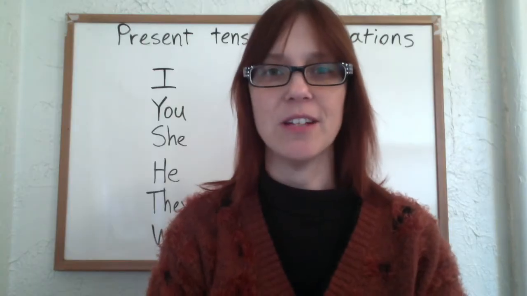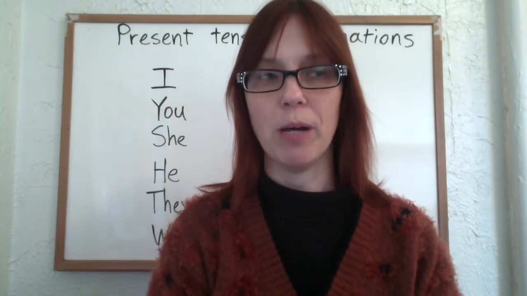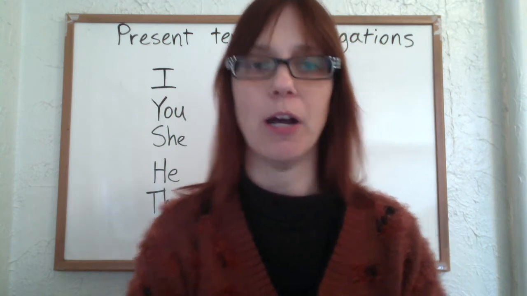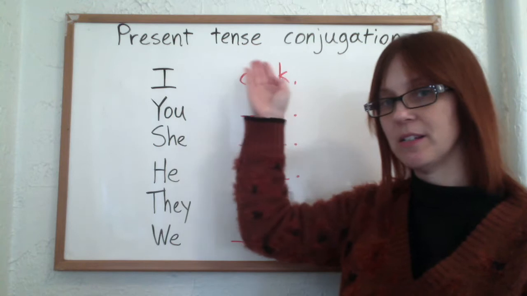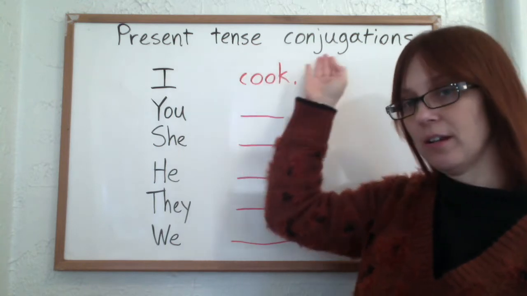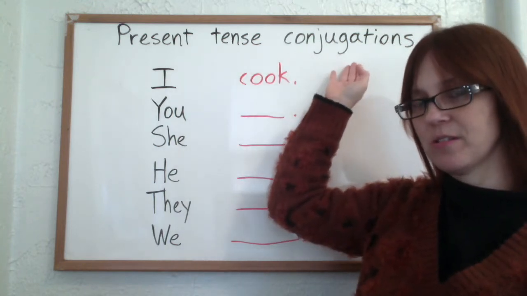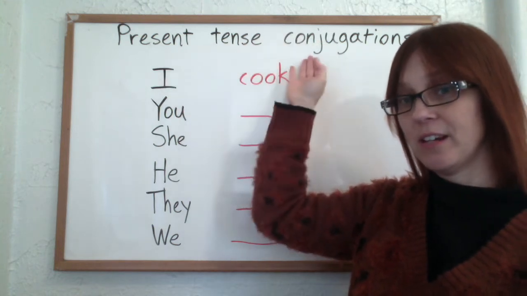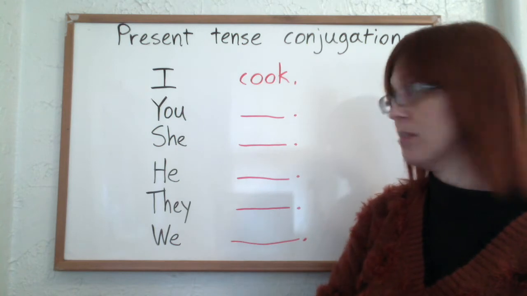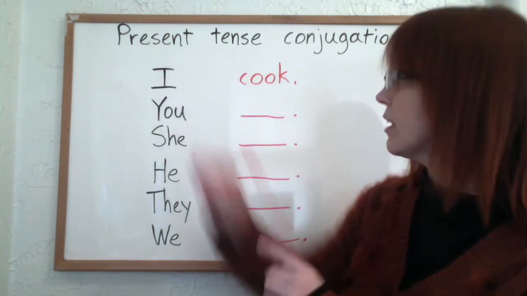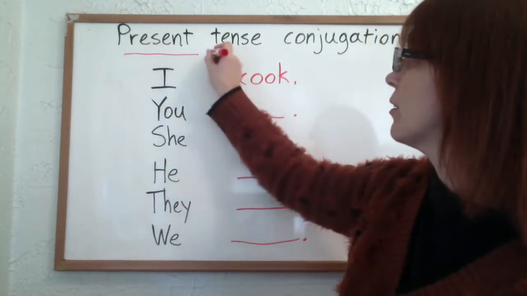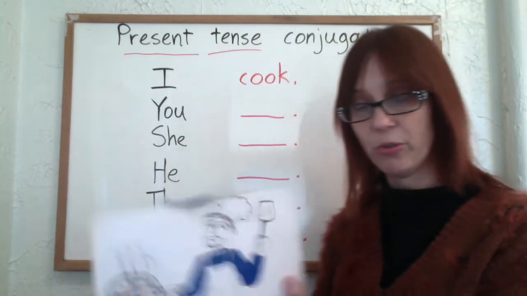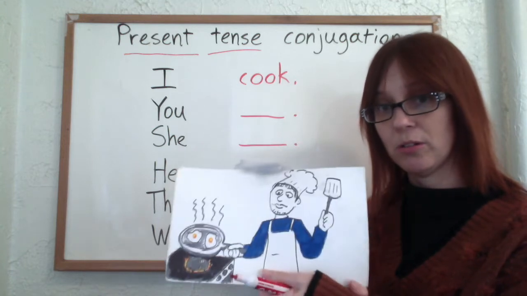Hello class! Today we're going to talk more about housework and we're going to talk about present tense conjugations. Present tense. In English, this is present tense. So for example, the verb cook.